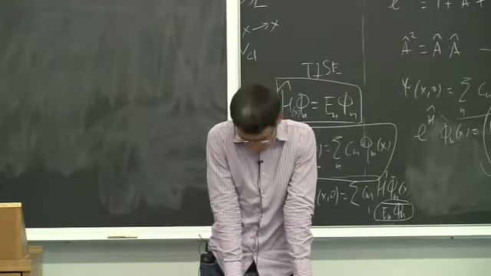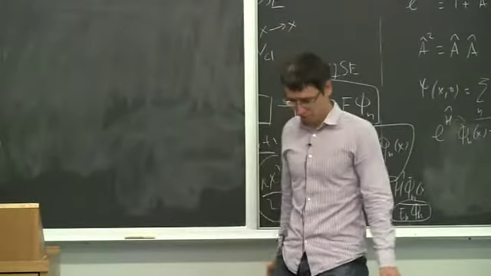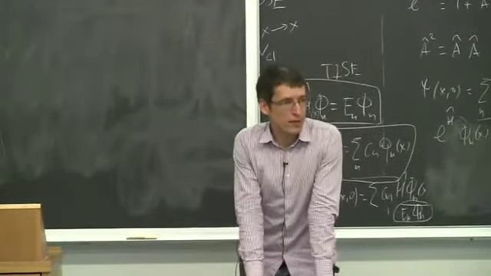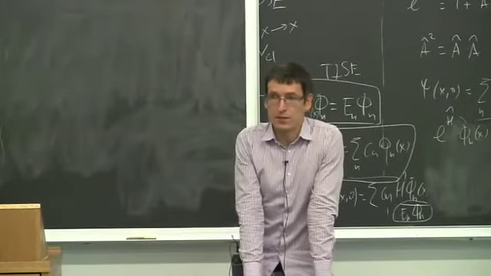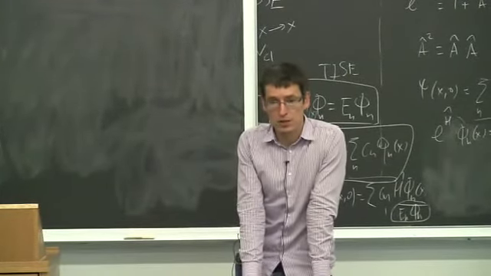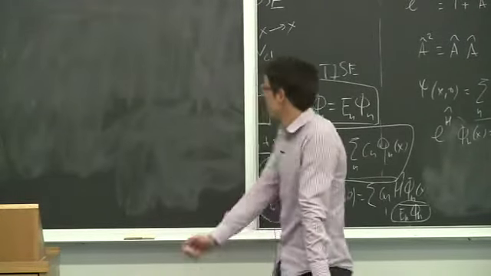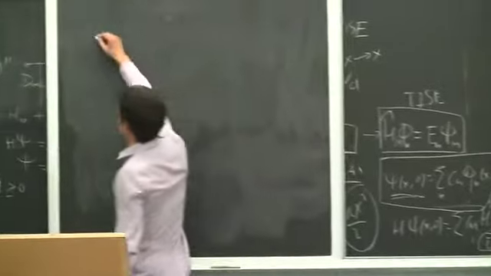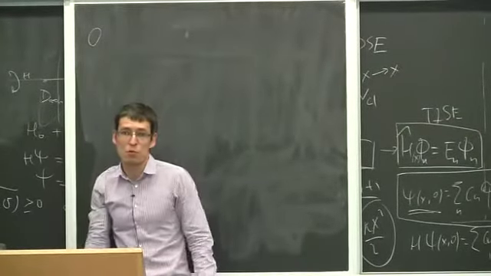Okay, that's pretty much all true. Whenever we talk about a property, we have an operator in mind, and that operator is necessarily linear and Hermitian. I'll just say O is the operator that corresponds to an observable.